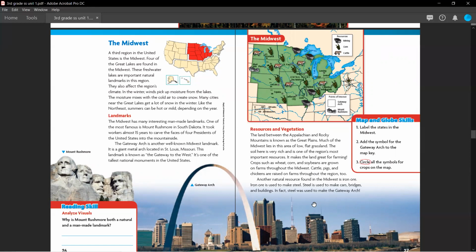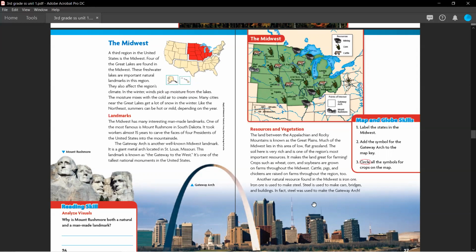The Midwest has many interesting man-made landmarks. One of the most famous is Mount Rushmore in South Dakota. It took workers almost 15 years to carve the faces of the 4 presidents of the United States into the mountainside. The Gateway Arch is another well-known Midwest landmark. It's the giant metal arch located in St. Louis, Missouri. This landmark is known as the Gateway to the West. It's one of the tallest national monuments in the United States.